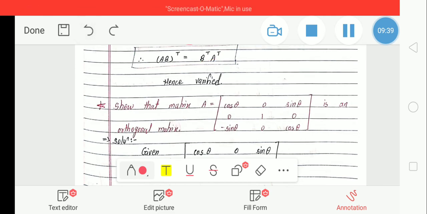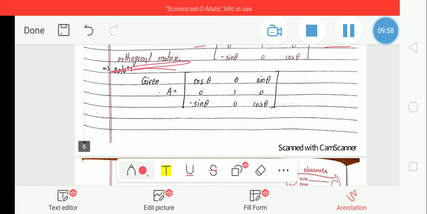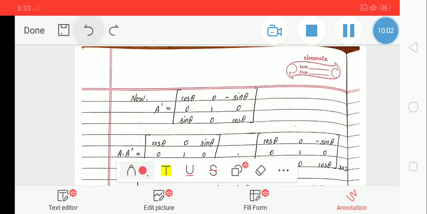Now we show that matrix A is an orthogonal matrix. We have to prove that this is an orthogonal matrix. When will it be orthogonal? A multiplied by A inverse is equal to identity; only then will it be an orthogonal matrix. Now, given this is matrix A. Now A dash means interchanging row and column of matrix A.